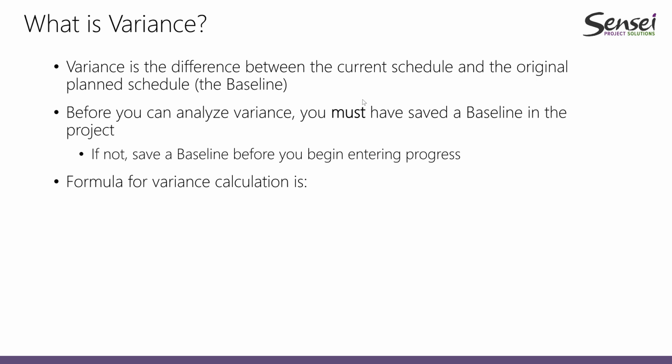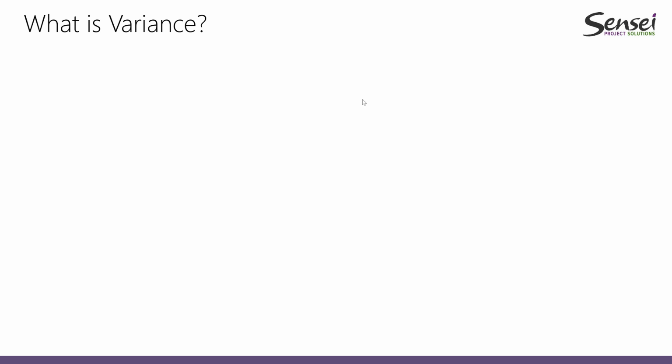The formula for variance calculation is something that's done in Microsoft Project itself. The software has a mechanism that's calculating all the variances, and the formula is pretty straightforward. The calculation is: variance equals current value minus baseline value. So what I have right now happening in my schedule minus what I planned when I saved the baseline.